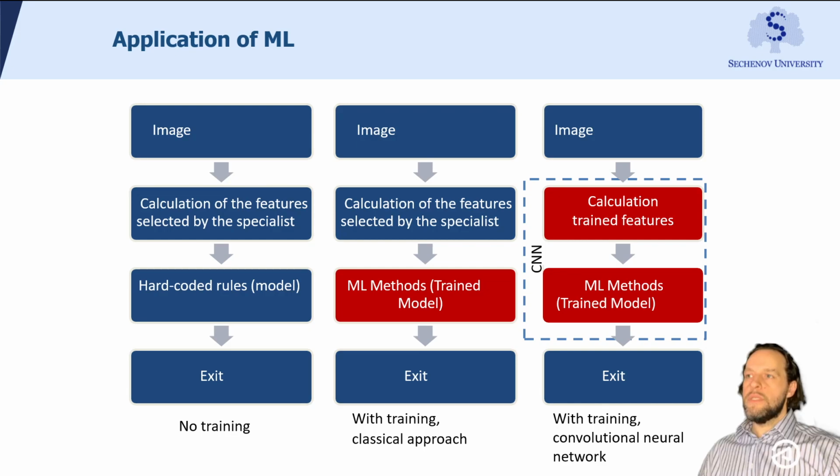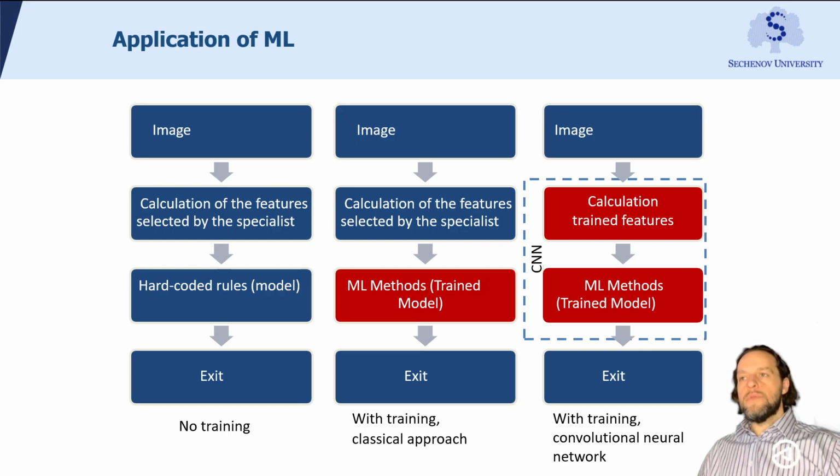For example, it could be calculation of color, and if we have some bright object, we will determine that it is light that was turned on somewhere, and something like that. In this case, we do not need any training, because our rule is hard-coded into the algorithm.